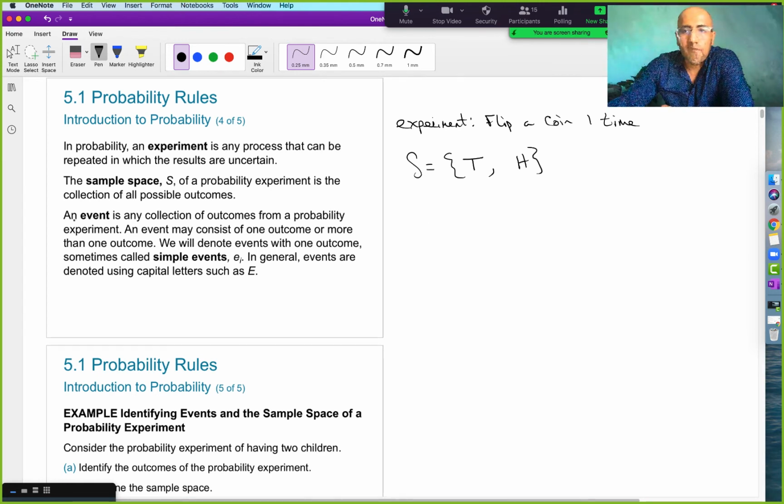Okay. An event is a collection of outcomes from the probability experiment. So these things are events. Usually we denote the simple events with a letter E with a little subscript i. So we would say that simple event number one, E1, could be that you get a tails, and simple event number two, E2, could be that you get a heads. Good. Therefore, we can also describe our sample space as S equals E1, E2.